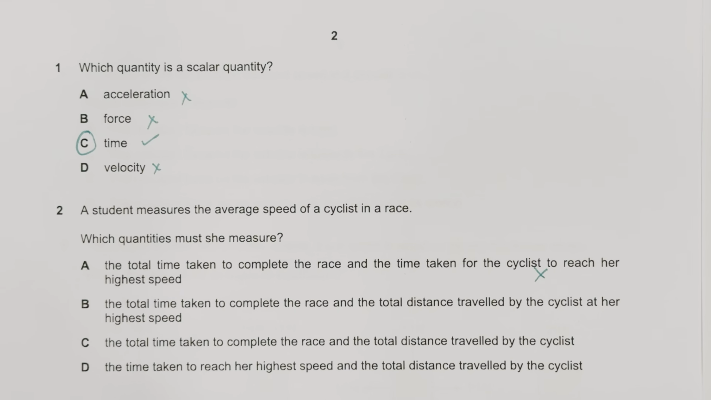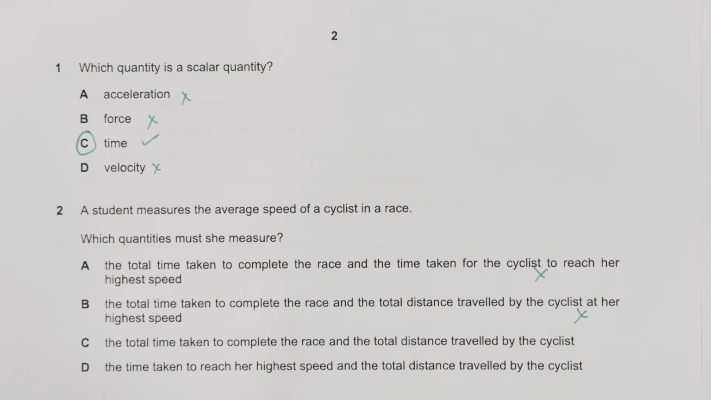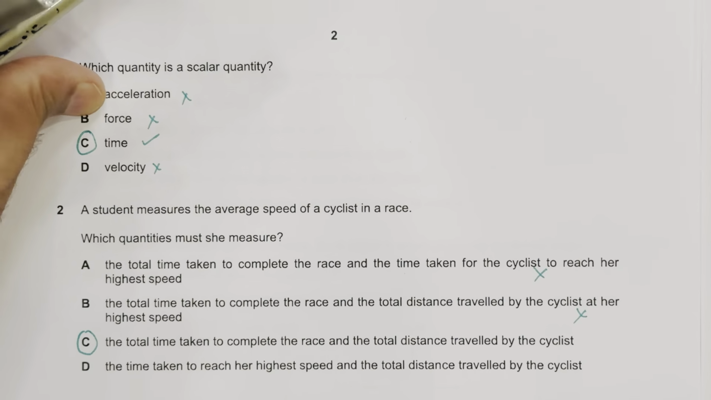The time taken to... this is also the total distance traveled by the cyclist at her highest speed. At her highest speed, this is wrong. The total time taken to complete the race and the total distance traveled by the cyclist. Yes, these are the two quantities that are required, because average speed has a formula of total distance divided by total time. So option C is carrying both these two parameters, so that's why option C is the right option. Moving to question number 3.